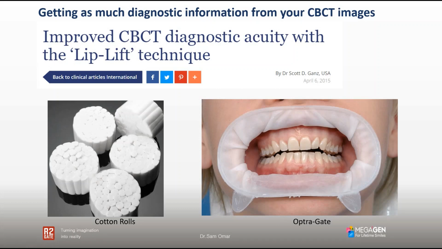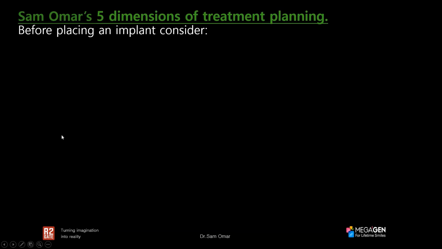For that, you could use either cotton rolls or you could use the OptraGate, which is a retractor. I personally use cotton rolls. I find that this is the cheapest and the most convenient method to do the lip or cheek cleft technique.